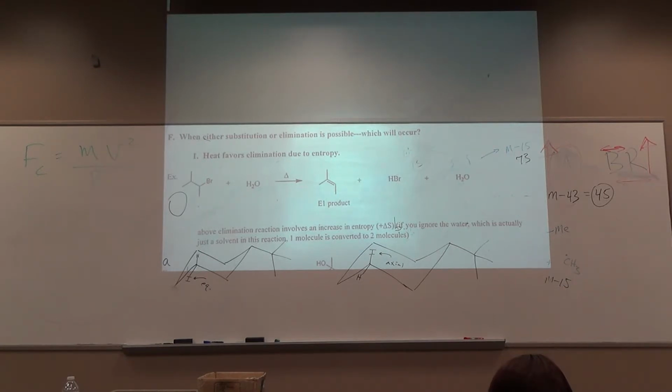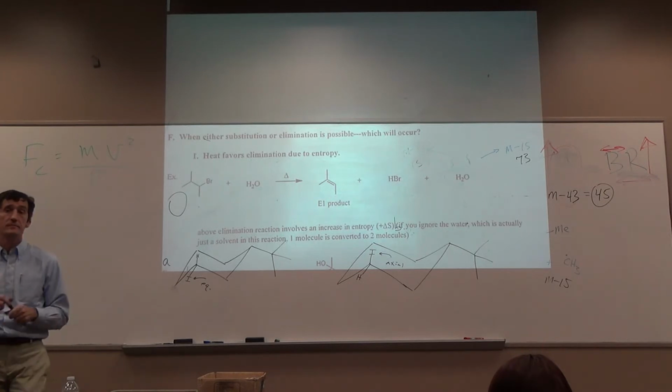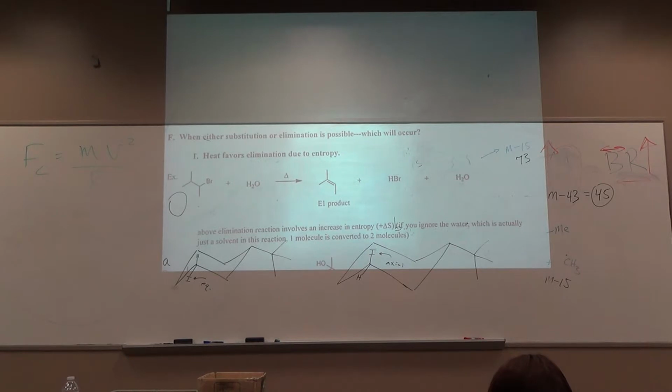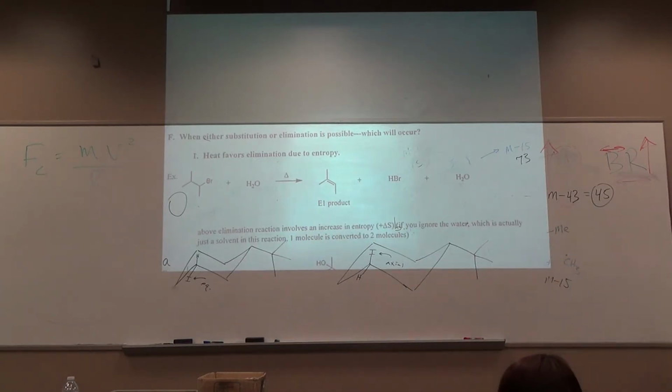When you do E2, you'd also like to get the more substituted alkene, but sometimes you just can't, either because of sterics from the base. The most important reason, though, is you got to do the anti-coplanar, which is highly preferred. Sometimes that leads you to the Z product instead of the E product. Okay, so miscellaneous things.